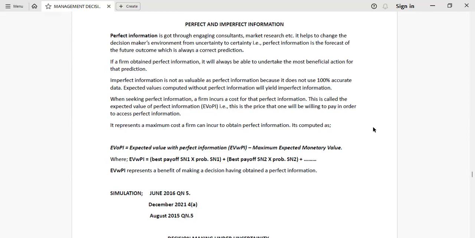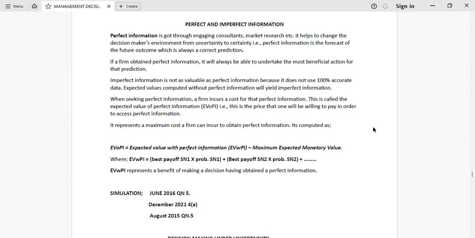Remember, the topic we are looking at is risk and uncertainty in decision making. So if you have that perfect information, it is going to help you to change the environment from uncertainty to certainty. In other words, perfect information is the forecast of the future outcomes, which is always a correct prediction. The reason why we are getting this perfect information is because we want to make a perfect decision. So if the firm obtained perfect information, it will be able to undertake the most beneficial action for that prediction.